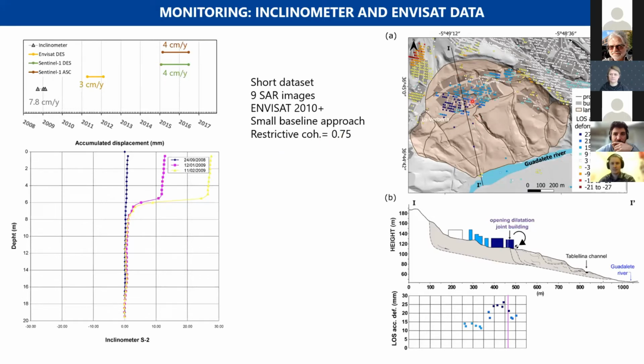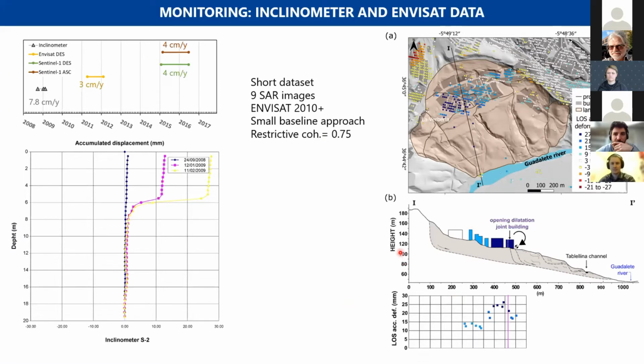Here we can see that the direction of the satellite is descending. So we can see here in the crown of the slope that the movement is coming towards the satellite. Also here we can see in red this differential settlement of the earth fill.